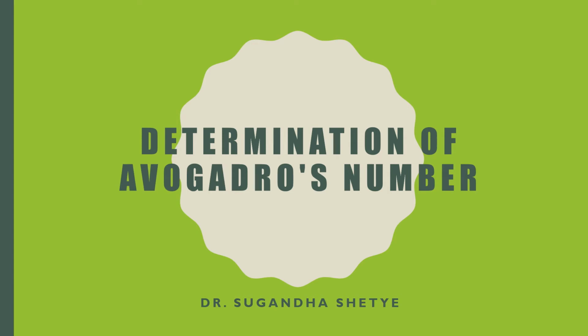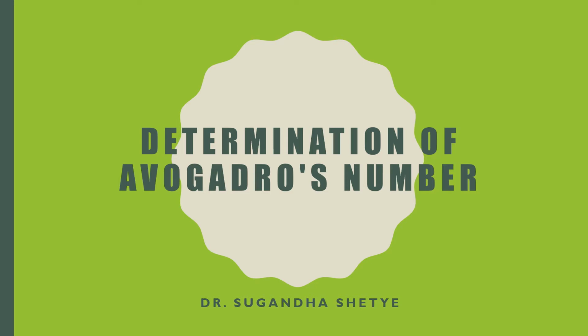Determination of Avogadro's number. Avogadro's number is a most important number for all the chemists. It is a number which gives us the number of molecules present in 1 gram mole of a compound. Its value is 6.023 into 10 raised to 23 molecules per mole.